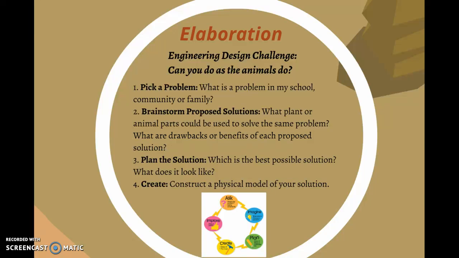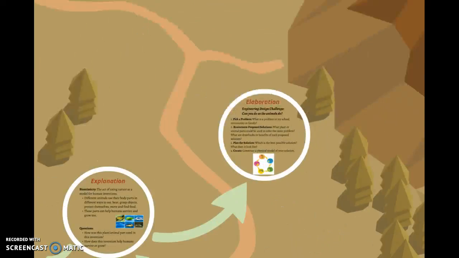Students will first be prompted to generate a list of problems in their school, community, or family. After finalizing a problem, they will brainstorm proposed solutions using biomimicry, assessing the potential drawbacks and benefits of each proposed solution. Then they will plan their solution out through sketching and writing. Lastly, they will get the opportunity to create a physical model with real manipulatives of their solution.